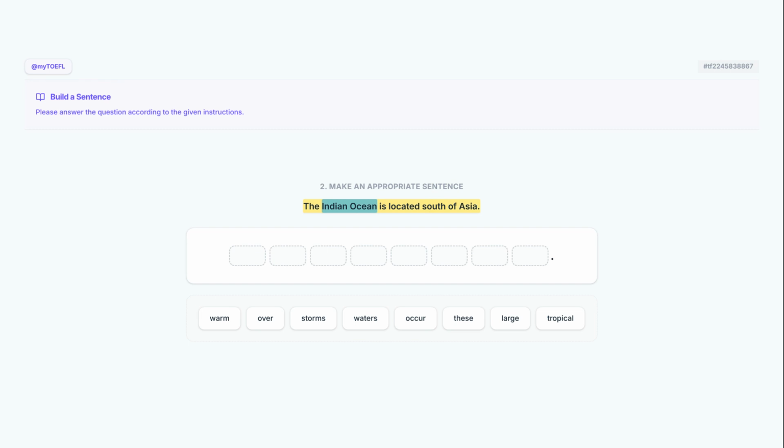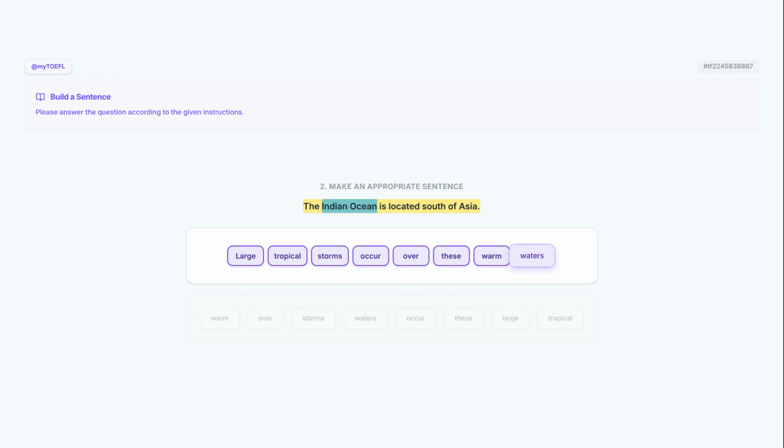We start with the adjective large, then we place another adjective, tropical. Next, the subject noun storms, then we drag the verb occur, followed by the preposition over. Then the demonstrative these, next the adjective warm. Finally, we add the noun waters.